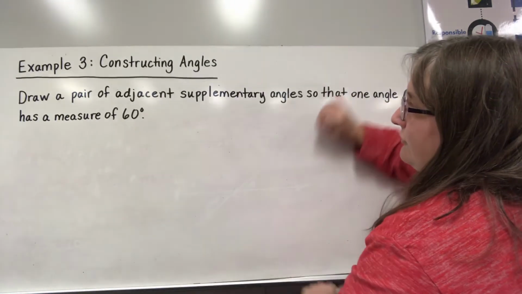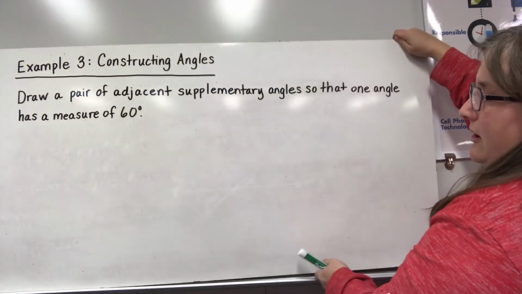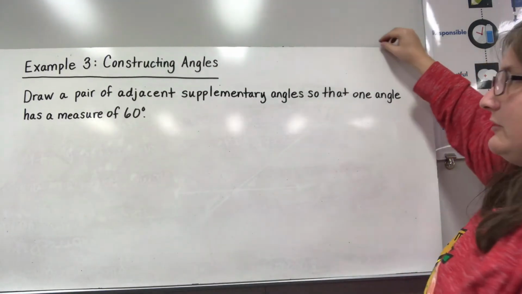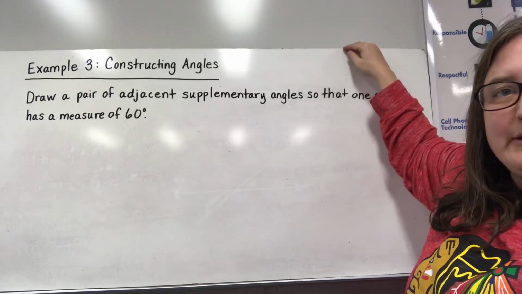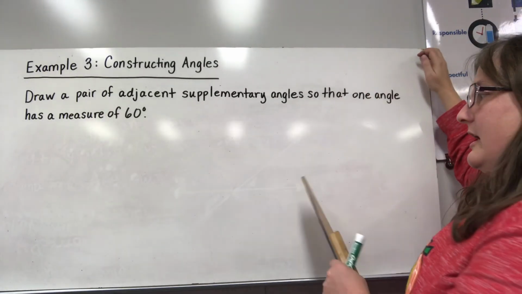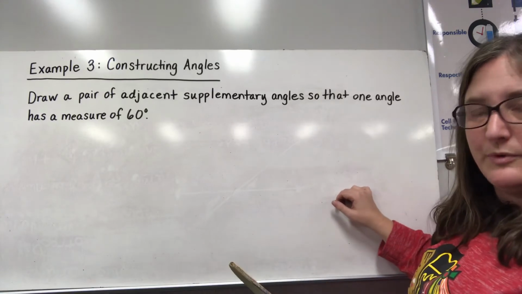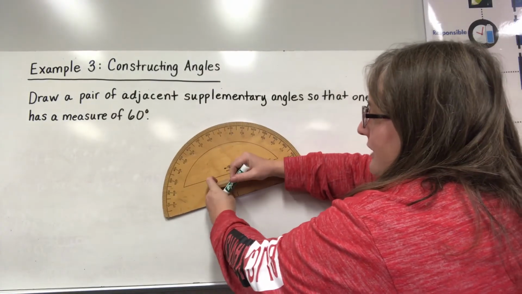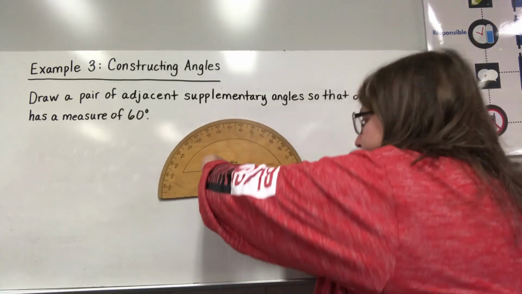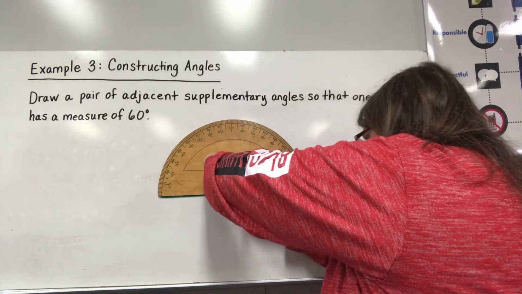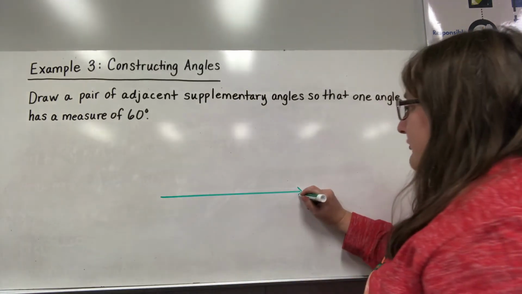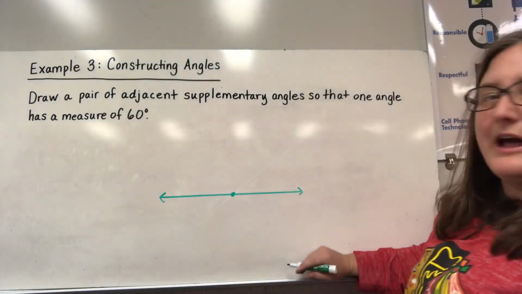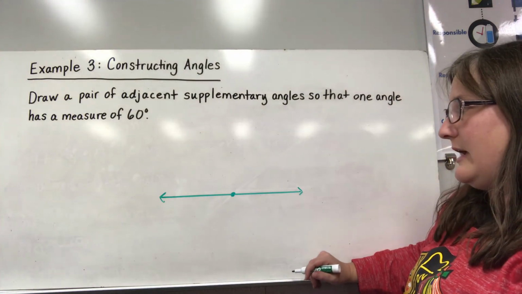So the last thing I'm going to do is I'm going to construct a pair of adjacent supplementary angles so that one of the angles is 60 degrees. Adjacent means that they're going to share a vertex and they're going to share one side. So I'm going to start by drawing with my protractor a straight line. And once I have that straight line, I'm going to pick somewhere in the middle, I'm just eyeballing it. That's going to be my vertex that these two angles share.